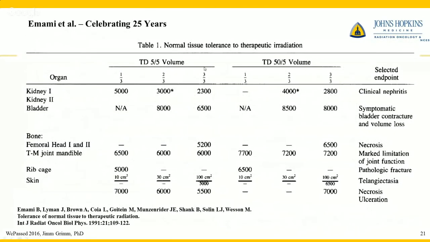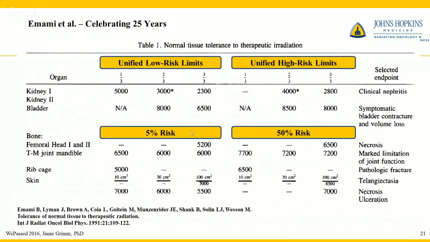Go into a little more detail on Emami. So the Emami table is a unified format of low risk and high risk limits, where the low risk in each case was 5% risk in 5 years, and the high risk is 50% risk in 5 years. And I'm blinking these colorized annotations on and off to emphasize each column, low risk or high risk, and then each critical structure is essentially one row in the table.